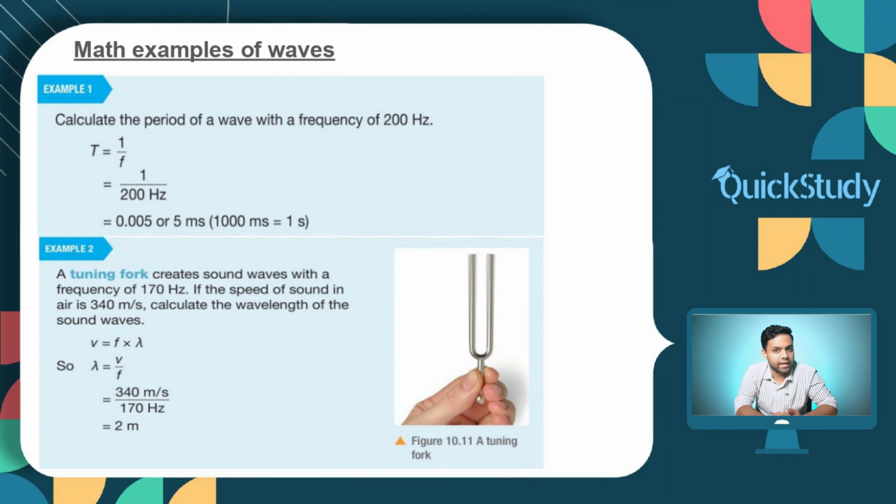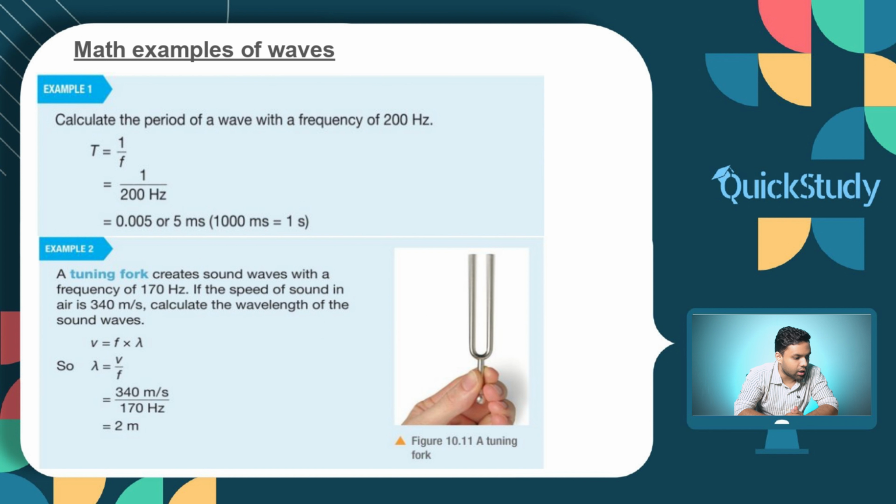Along with the formula for wave speed, we need to know another formula, which is for the time period. The formula is time period is equal to 1 divided by frequency. Let's look at some math problems we will face while studying waves. In example 1, we have to calculate the period of a wave with a frequency of 200 Hertz. So we know T is equal to 1 by F. So it would be 1 divided by 200 Hertz. The answer would come out as 5 meter per second.